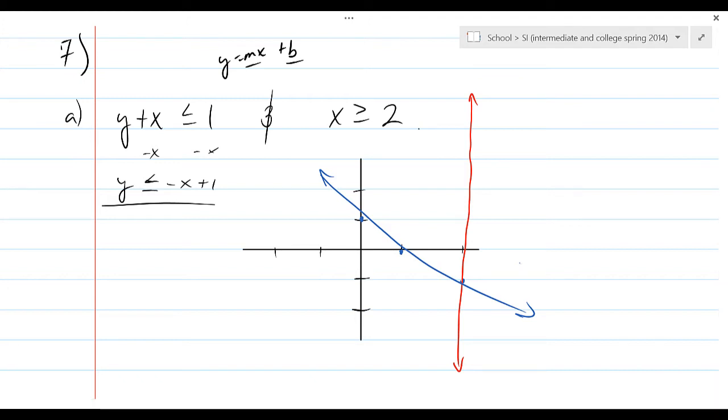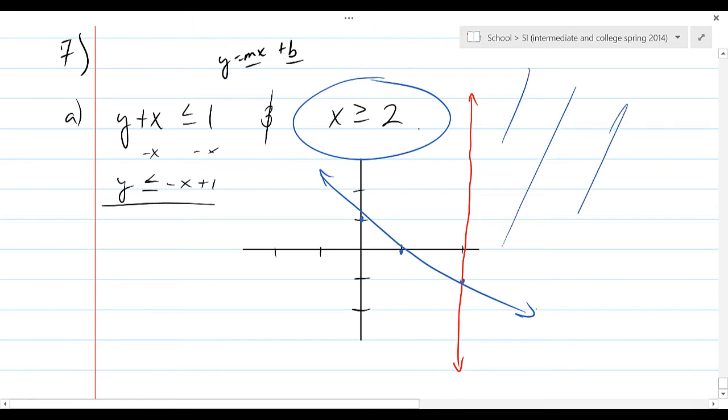Now what we have to do is shade. We have to shade where x values are greater than 2. X values are greater than 2. Where are those greater than 2 at? Well, they're all greater than 2 everywhere on this side of that line. Everywhere. Okay, so let's erase that, because that's not our answer.